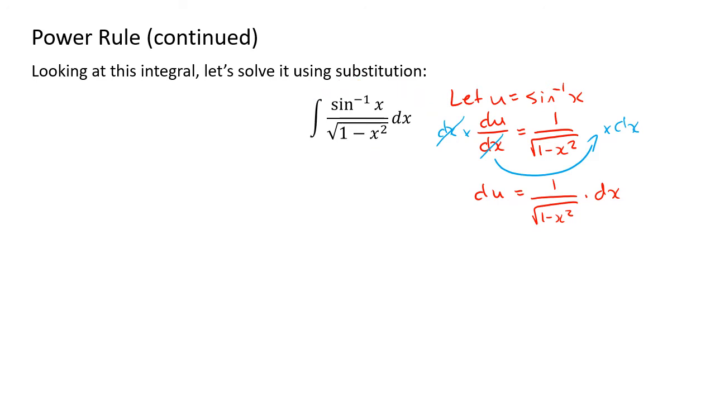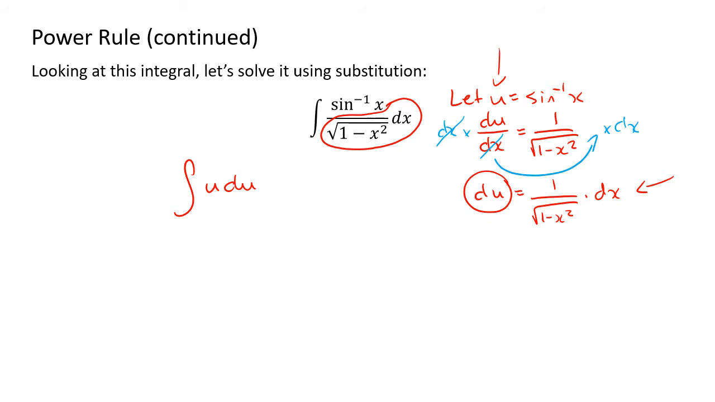So if I substitute in for u and for du, I get the integral of, instead of sine inverse, I'm going to plug in u, and instead of 1 over the square root of 1 minus x squared times dx, I'm going to substitute in du, right, because it's equal to it. So I end up with just u times du. Now we just have a simple expression, just like the one we did with x squared.